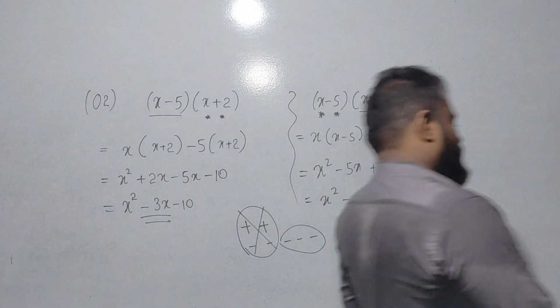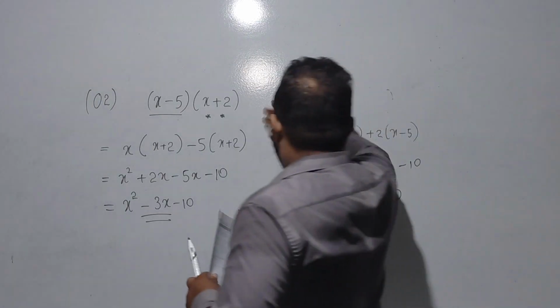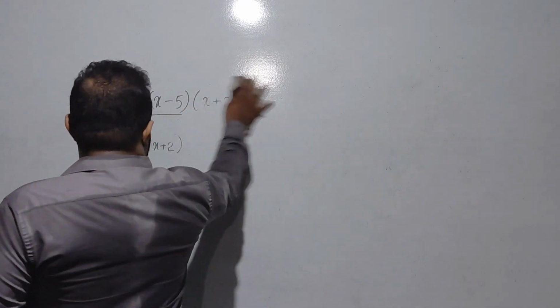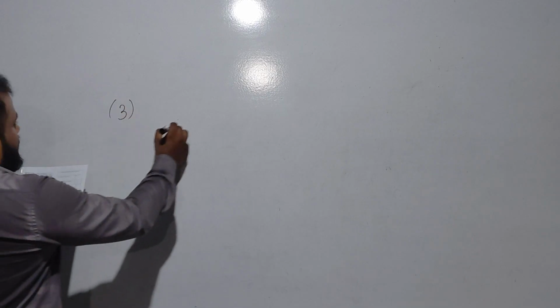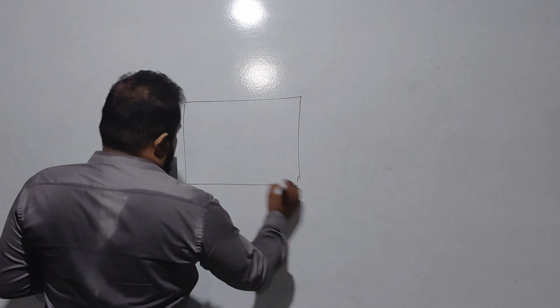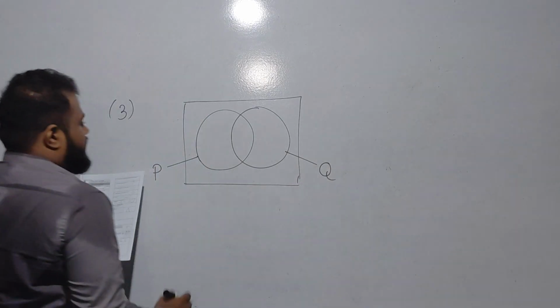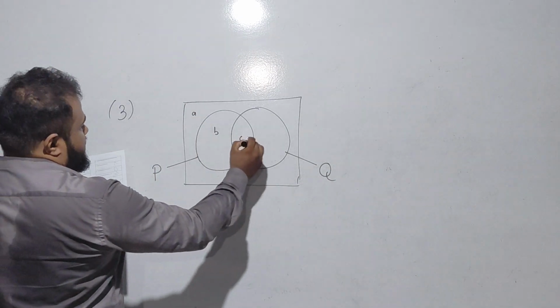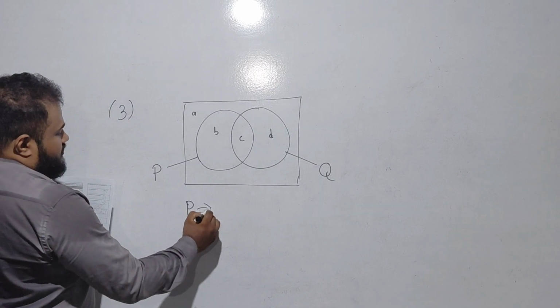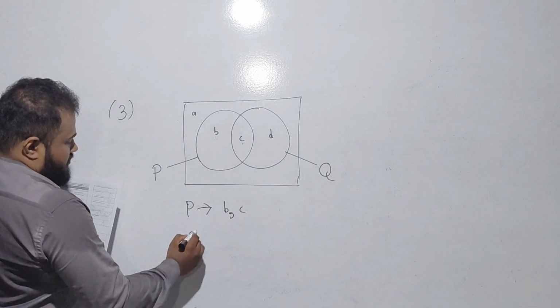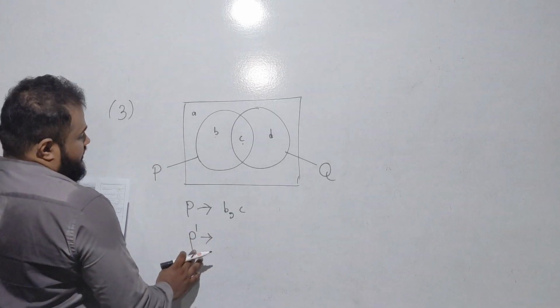Question number 3. Write P dash with elements. In this Venn diagram, they have mentioned this as P and this as Q. Name these regions like A, B, C and D. When you think about P, the regions belonging to P are denoted by B and C. So the regions not belonging to P, we can write as A and D.